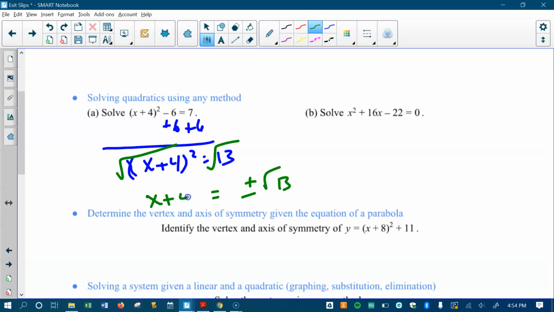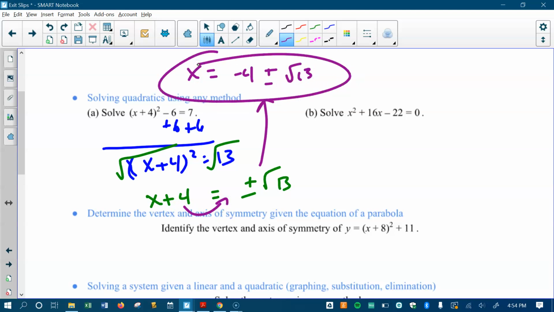And I get an x plus 4 here. To solve for x, I'm just going to subtract the 4 from both sides, and I get x is equal to negative 4, because I had to move the 4 to the other side, plus and minus the root 13, and that is my answer. Don't do anything else other than that.